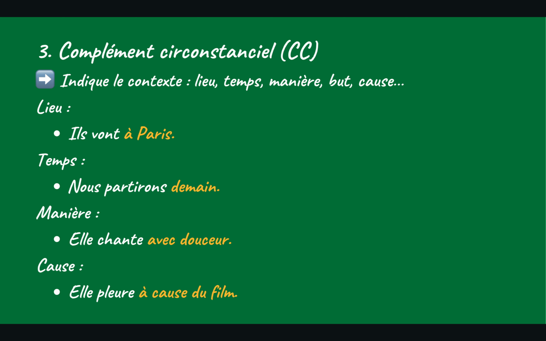For example, if I look at the first sentence, ils vont à Paris. Ils vont où? Ils vont à Paris. So here, the element in yellow will answer the question où, and not the question à quoi, à qui, but the question où, where. Ils vont où? Where are they going? To Paris, à Paris.